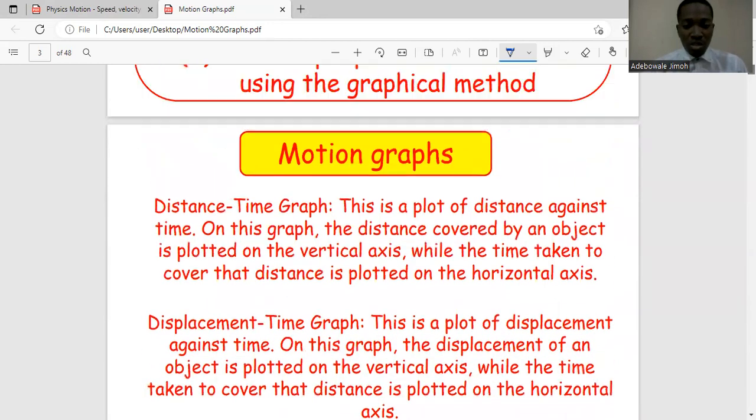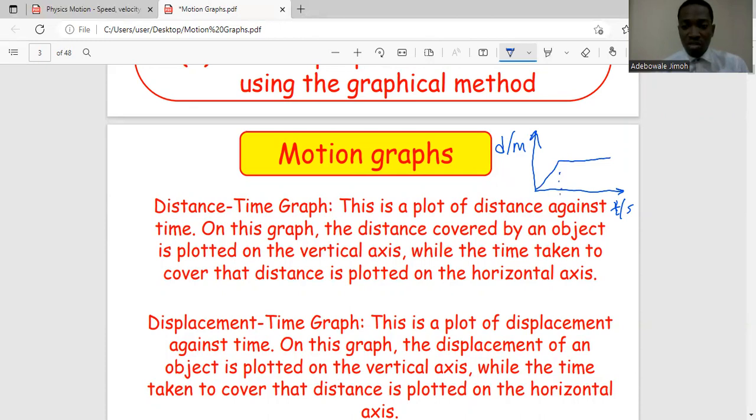Let's start with a distance time graph. A distance time graph is a plot of distance against time. So you have a graph that looks like this. On the horizontal axis, you have your time in seconds. Then on the vertical axis, you have your distance in meters. So you could have something that looks like this, then you have it being straight this way.